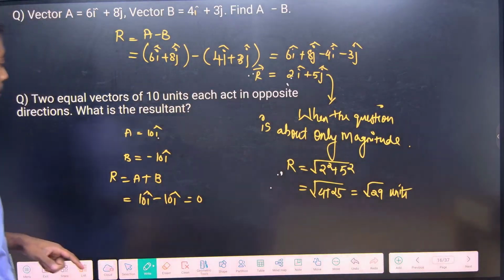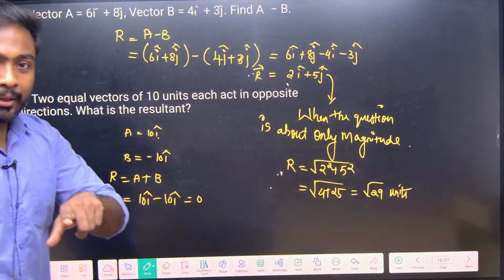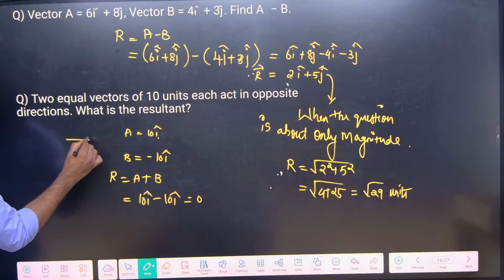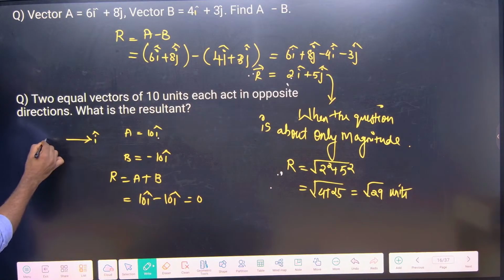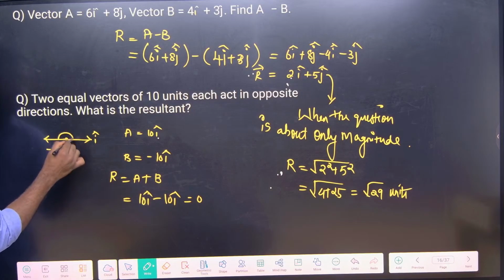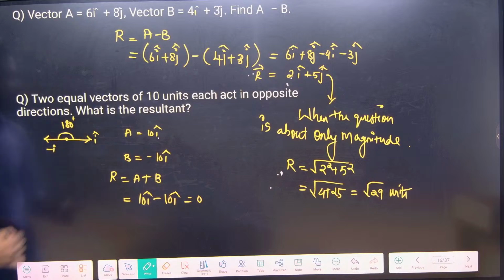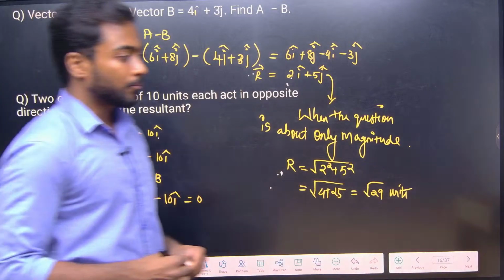Okay, and what about the angle between them? This is my i cap and this is my minus i cap, so the angle between them will be 180 degrees.